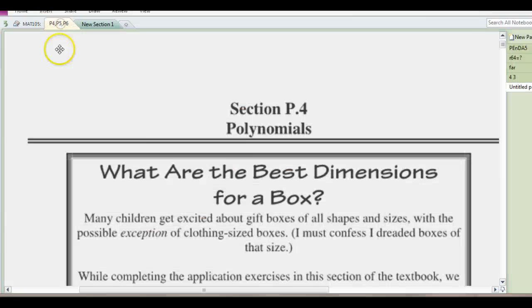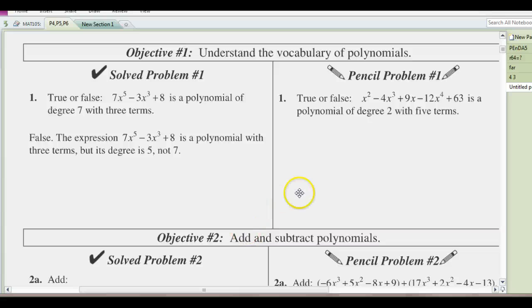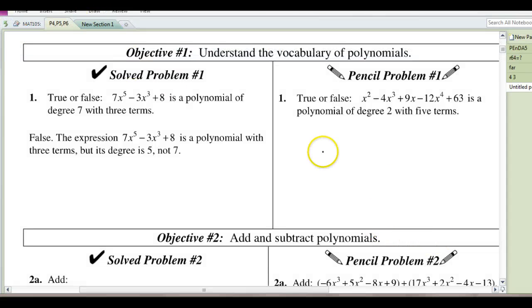Okay, so let's go back to the learning activity, and the first one is just a simple true or false. It says it's a polynomial of degree 2 with 5 terms. Well, we know that that is false. Let's make sure we got the draw on. Okay, there we go. Alright, so this is false. What is the degree? Well, the degree is the highest power, which is this 12x to the 4th right here. So it's really a degree 4 polynomial, because that's the highest power. It's not the one that comes first, but the highest one.